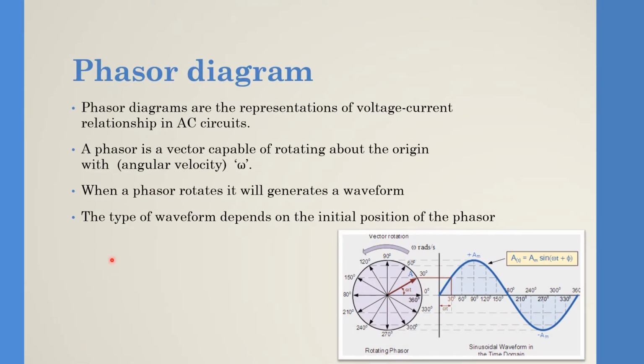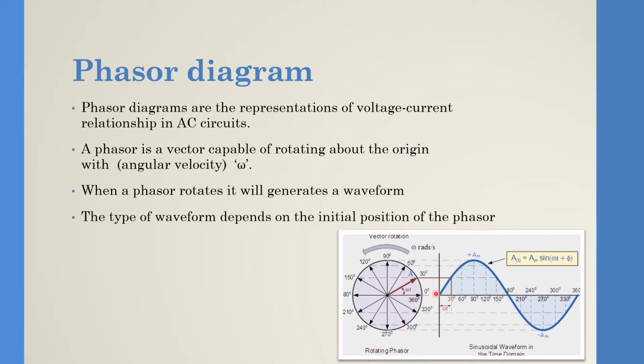Okay, what is a phasor diagram, class? Very quick and very simple. A phasor diagram is a representation of the voltage-current relationship in an AC circuit. If you see the circle here, this is called a phasor diagram. And the line you see here with an arrow, this arrow is called a phasor. A phasor is a vector capable of rotating about the origin with omega, which is always anti-clockwise. When the phasor is rotating, it will generate a waveform.